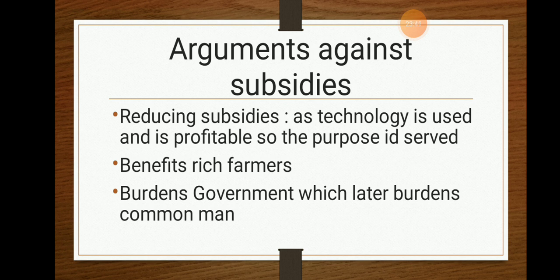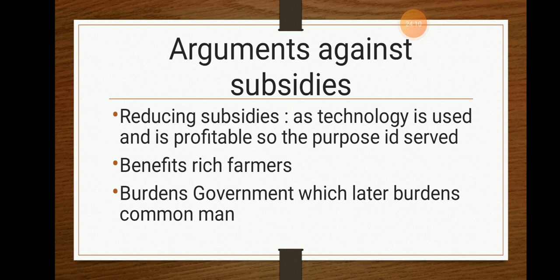So what happens when the subsidies are not stopped? As told earlier, only some people who are richer become more and more rich, which even benefits the richer farmers. And lastly, when major money is given by the government to the end people, that is the farmers, it even is a problematic thing or a burden to the government.